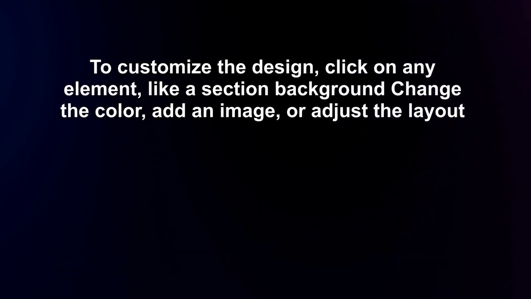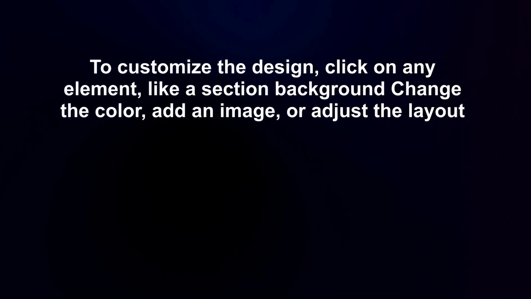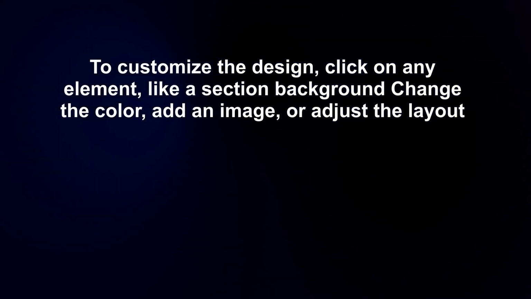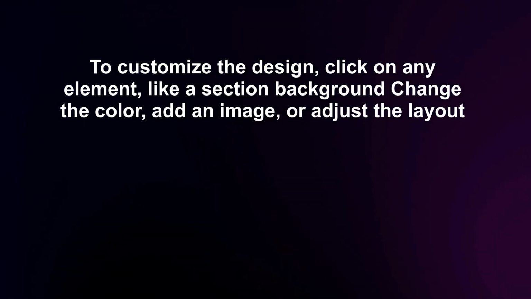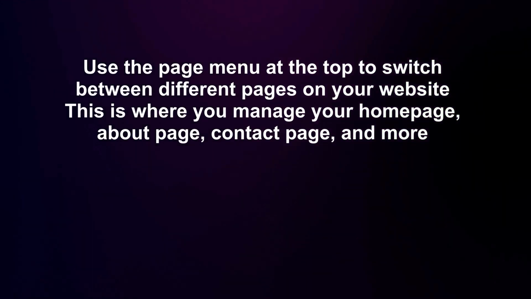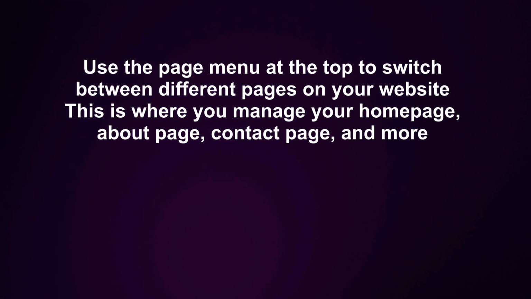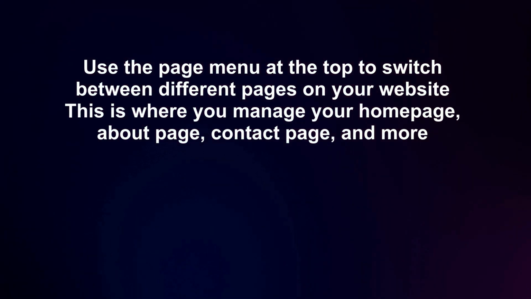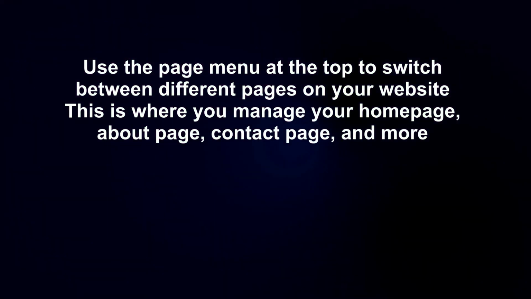To customize the design, click on any element, like a section background, change the color, add an image, or adjust the layout. Use the page menu at the top to switch between different pages on your website. This is where you manage your home page, about page, contact page, and more.